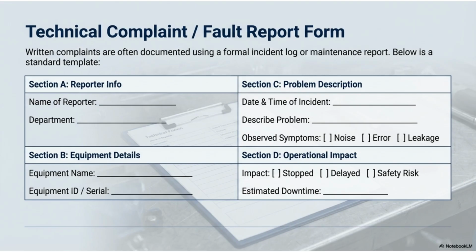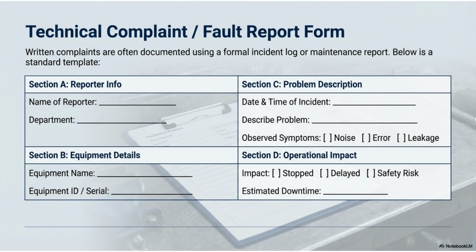To document complaints systematically, technicians often use a technical complaint form or fault report form. This form helps ensure that all important information is recorded consistently. Typically, the form contains several sections. The first section records the reporter's information, including their name and department. The second section records equipment details, such as the machine name, identification number, and location. The third section describes the problem and observed symptoms. The final section records the operational impact, such as whether production has stopped or if there is a safety risk.